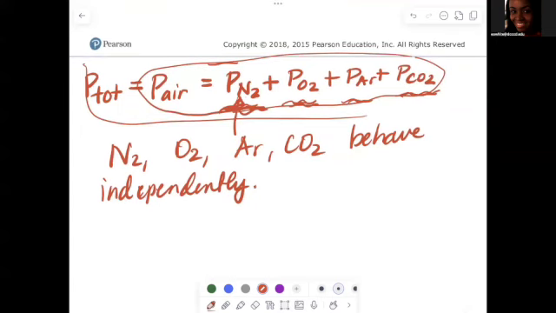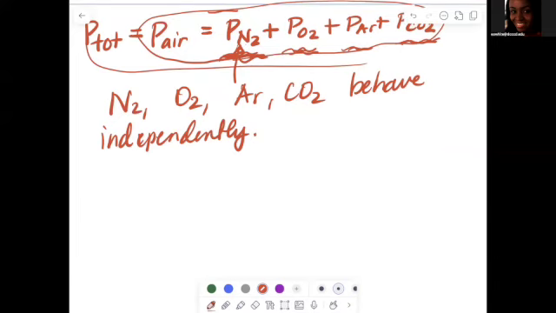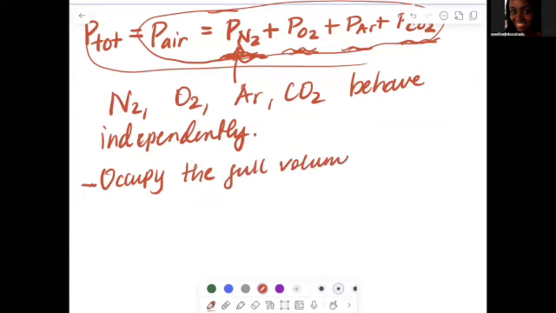In what ways and how does that influence how we get the partial pressure? The partial pressure, I'm going to write the partial pressure of each of these, right? Because they behave independently, this is how it plays out, by the way: they behave independently by occupying the full volume in the container. So that's how we see them exert their independence, by occupying the full volume of the container.